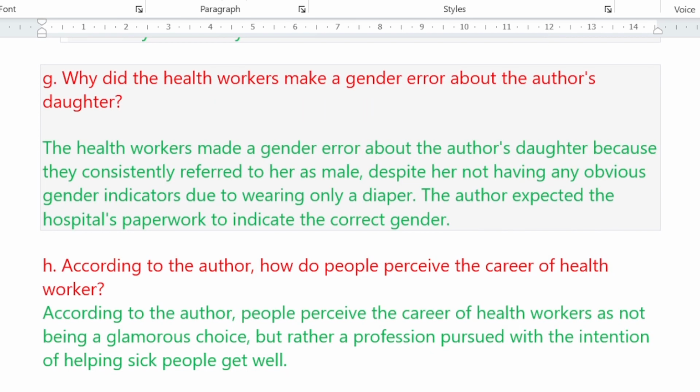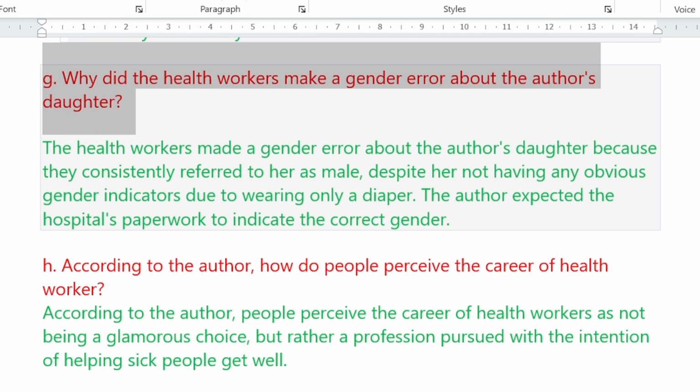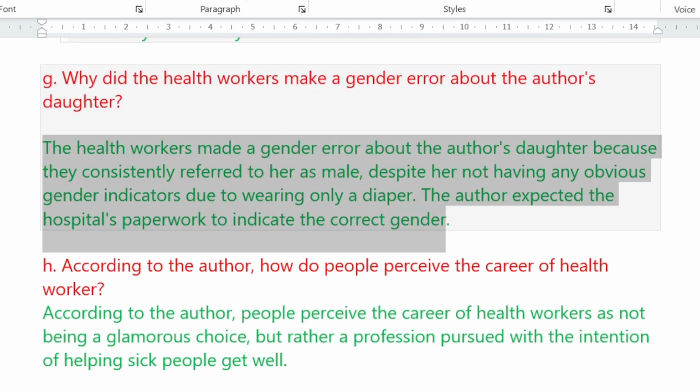Question number G. Why did the health workers make a gender error about the author's daughter? So the answer is here. The health workers made a gender error about the author's daughter because they consistently referred to her as a male, despite her not having any obvious gender indicators due to her wearing only a diaper. The author expected the hospital's paperwork to indicate the correct gender.